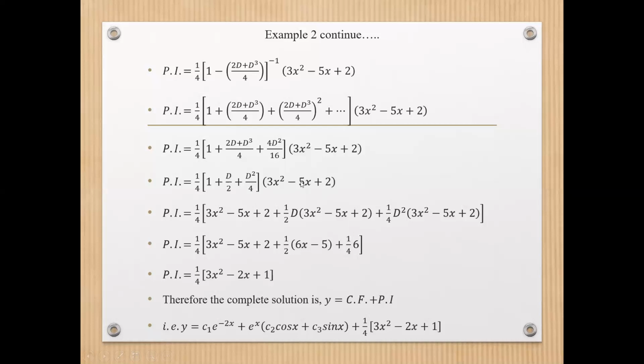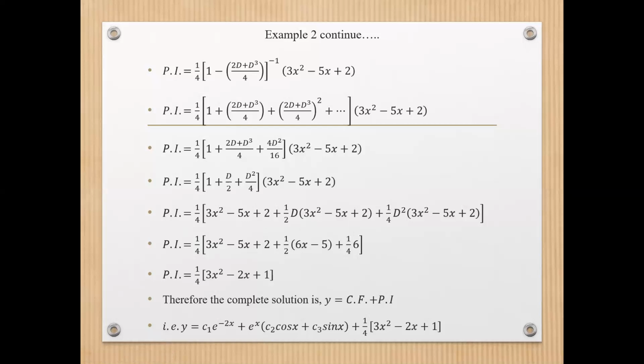Now multiply this by the polynomial inside the bracket. What do we get? 1 upon 4. Here 1 into this polynomial, we get 3x square minus 5x plus 2, plus 1 upon 2 d of this bracket 3x square minus 5x plus 2, plus 1 by 4 d square of this bracket 3x square minus 5x plus 2. If we solve this bracket, what do we get? See here, 1 by 4 into bracket 3x square minus 5x plus 2, plus 1 upon 2 d, nothing but what? First derivative. D square is nothing but the second derivative. D cube is nothing but the third derivative.